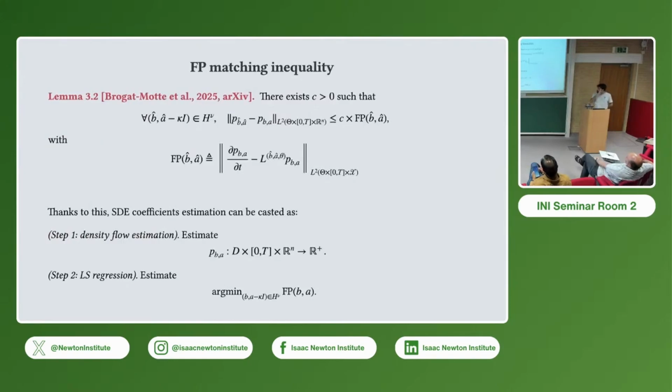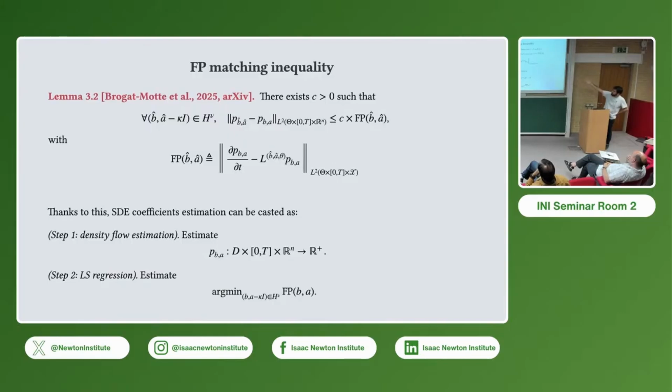Okay, so the key result we derived is the following one, that I call the Fokker-Planck matching inequality. It says that for any coefficient in our hypothesis set, beta hat, A hat, the induced system will have a density which is L2 close to the true density if the Fokker-Planck matching is small, because this L2 norm is smaller than a constant times the Fokker-Planck matching.